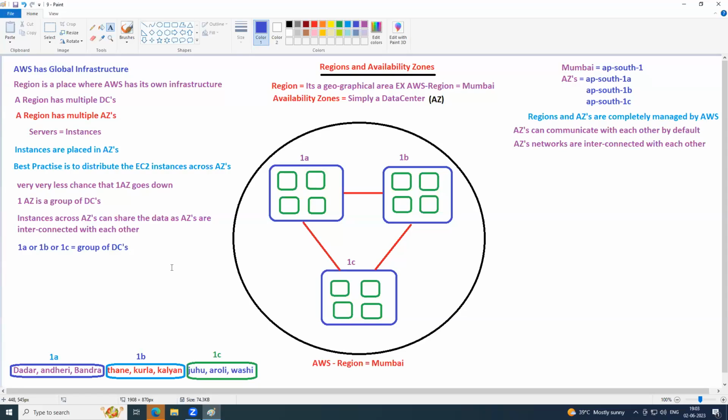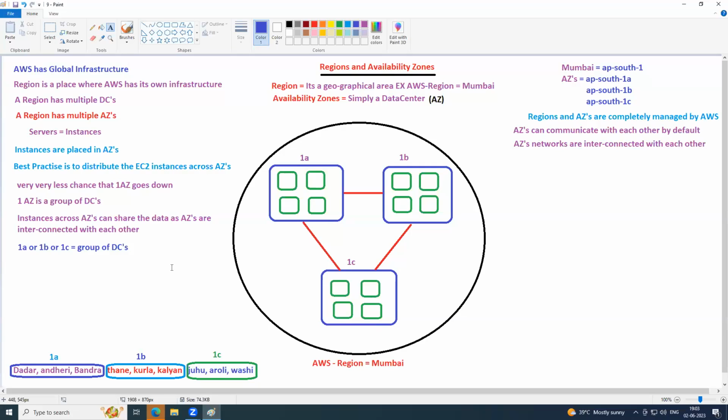guys, question for you. If you have customers in India, which region do you choose to set up your servers? If your customers are in Australia, which region do you set up? Sydney. Correct? If your customers are in India, you will select Mumbai because that is the nearest region.